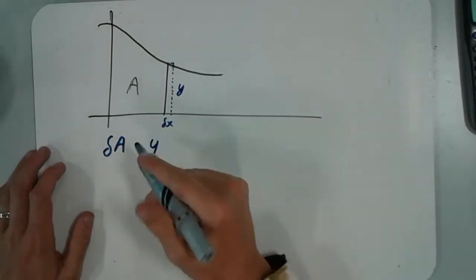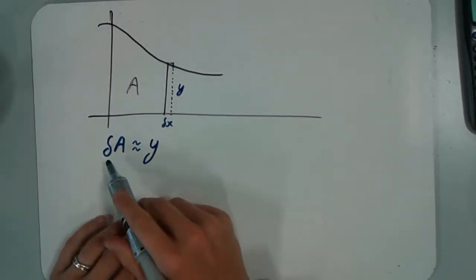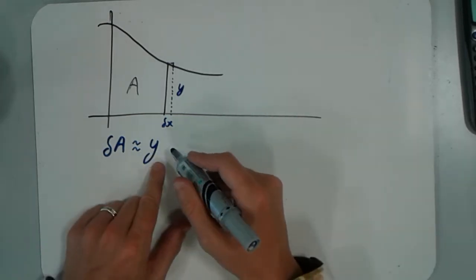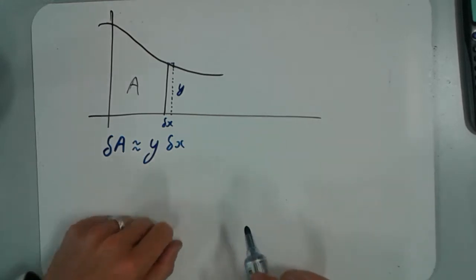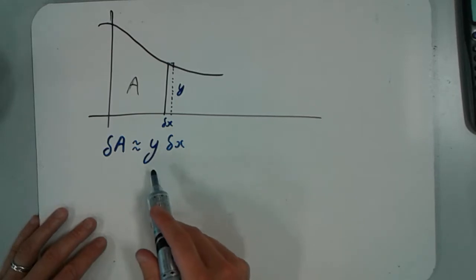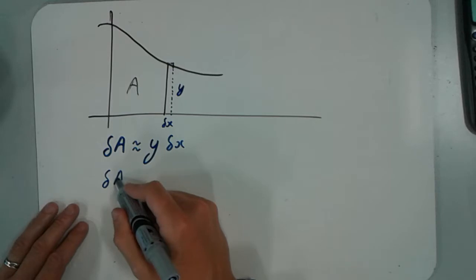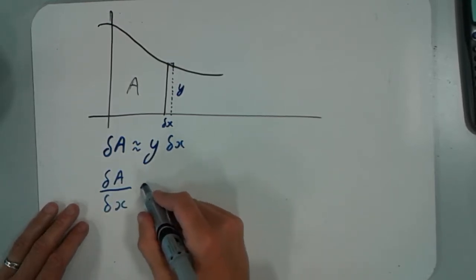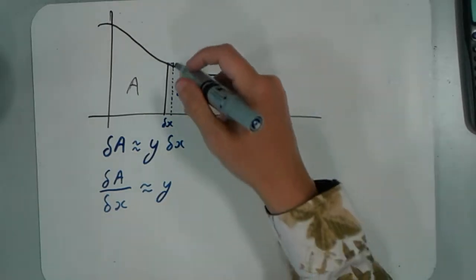So we're saying that this can be approximated. Remember, it's not quite equal to it, it's an approximation. The small increase in area will be approximately y times the small increase in x. Okay, so that doesn't tell us much, but assuming that we know the function y, that will tell us that we can approximate the change in area divided by the change in x will be approximately the value of y at that point.